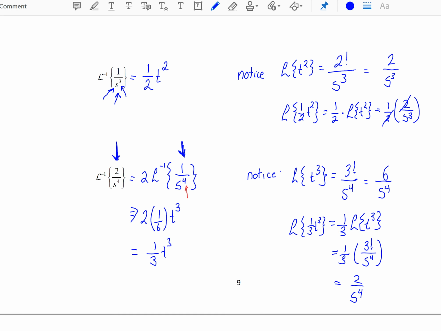So what I'm trying to get to in this problem is sometimes you're going to have to account for constants that appear because of your Laplace transform. Okay, let's try a couple of others.